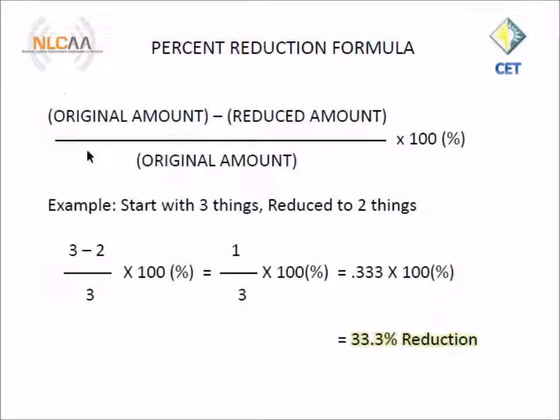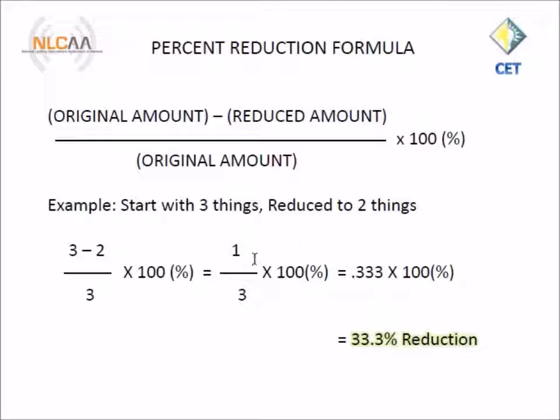We take an original amount, and then we do something to reduce it. And we take the total amount that we have left after reduction. And then we subtract that from the original amount and divide it by the original amount. And to make it a percentage, which is based on 100, we multiply it by 100 to make it a percentage.